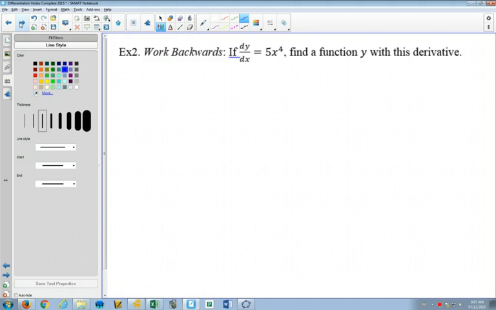All right. So now here's one. It's saying the derivative is 5x to the 4. Can you find out what the original equation would have to be? Okay? And this is alluding to something we're going to be doing later because of the working backwards.